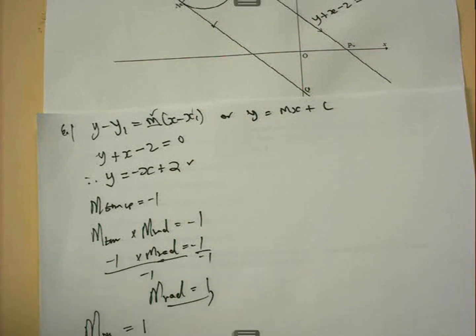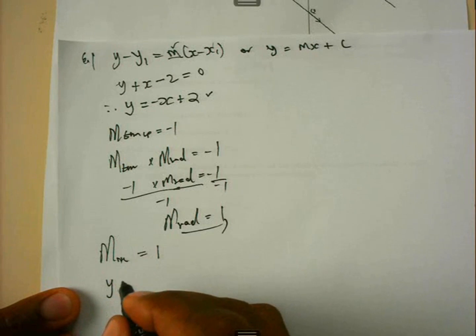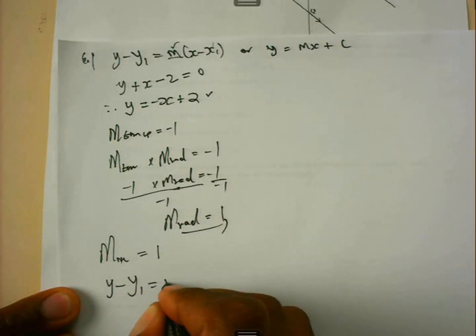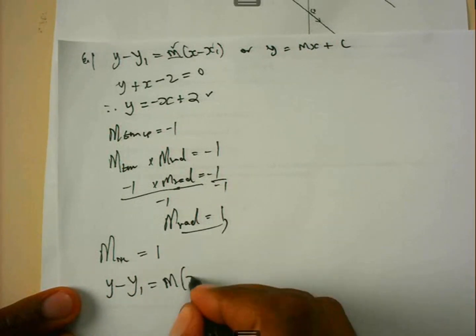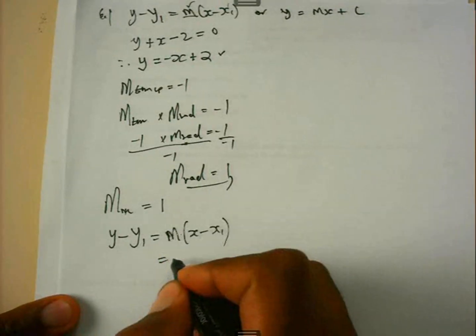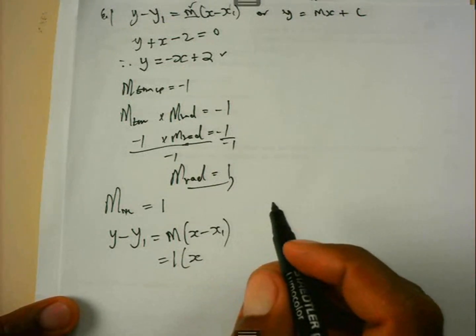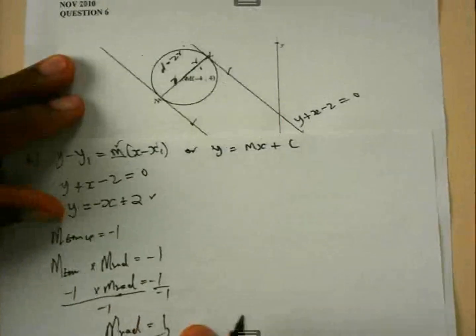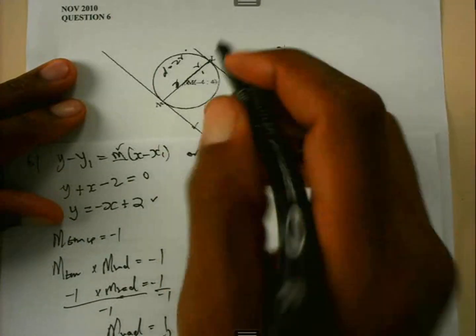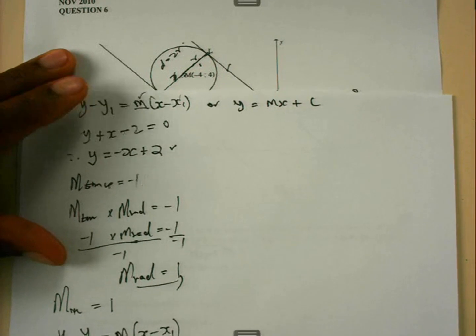Now I have the gradient, so I can say, therefore, here we have y minus y1 is equals to m into x minus x1, right? And then from here we say, what is the gradient? The gradient is 1. Therefore, we have x. What is x1? Of course, we will have to use the point M, which is our center, whereby x there is -4. Then it will be -4 here. And the same applies: y1 is +4.